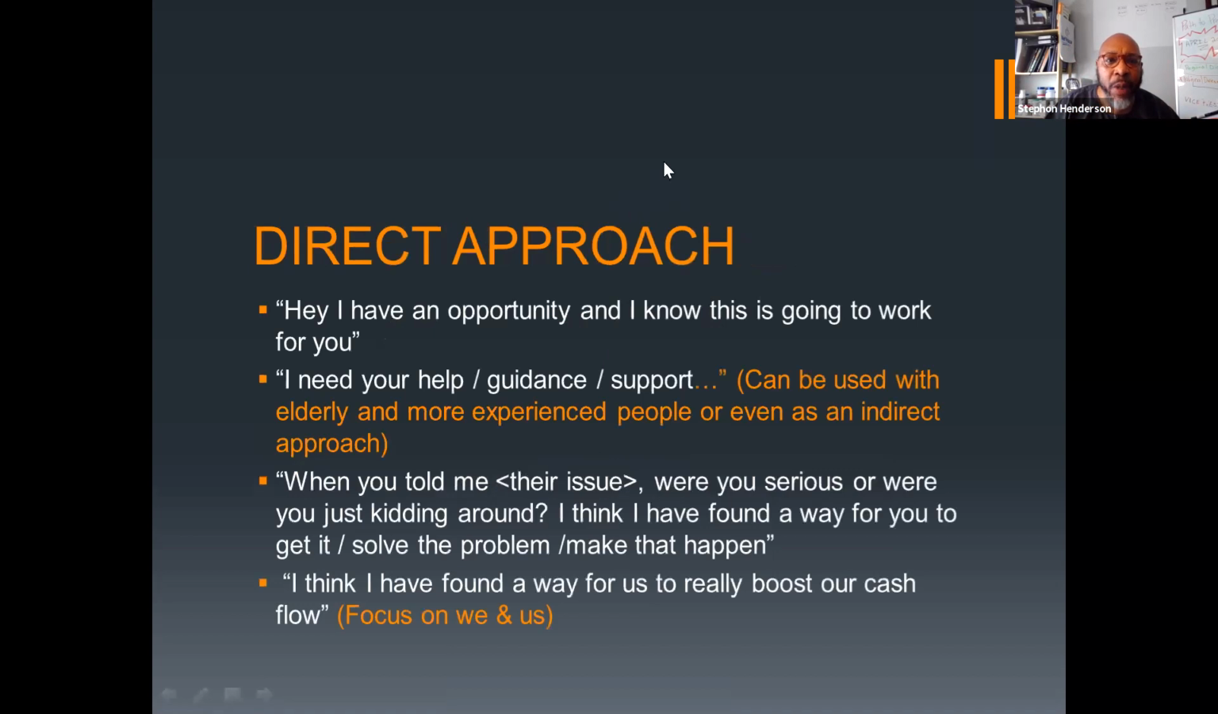The direct approach. Okay. Hey, I have an opportunity, and I know this is going to work for you. You have to know something about this person, like the co-worker in the cubicle next to you who is always struggling or looking for opportunity. Hey, I have an opportunity and I know this is going to work for you. Now I need your help and guidance and support. These are people that you look up to, people that have some influence over you, people that are more experienced than you.